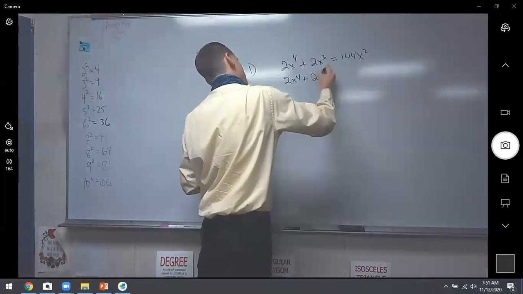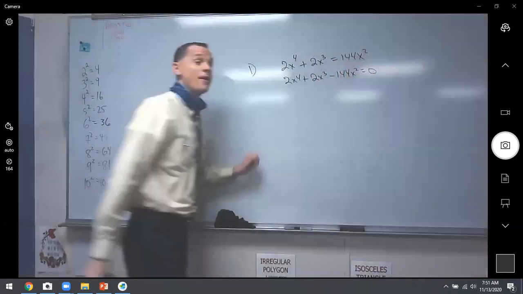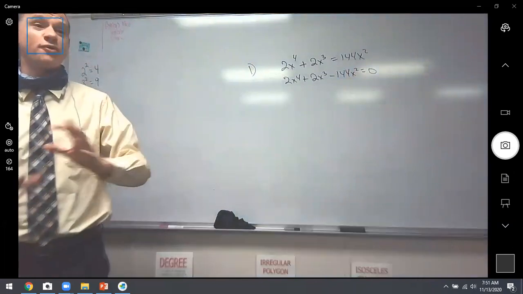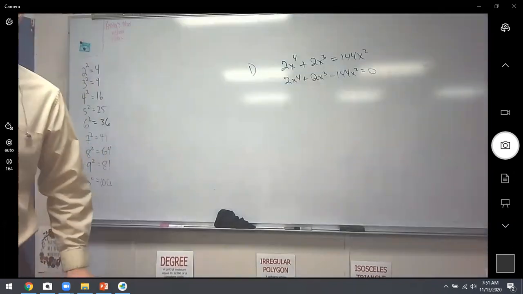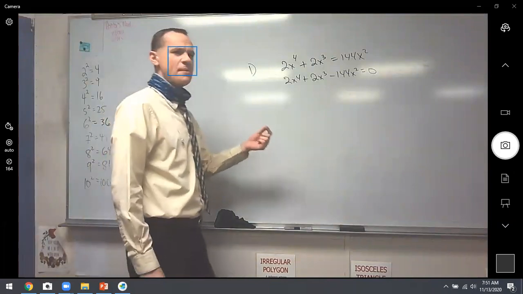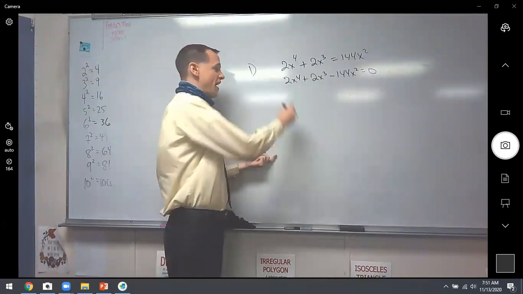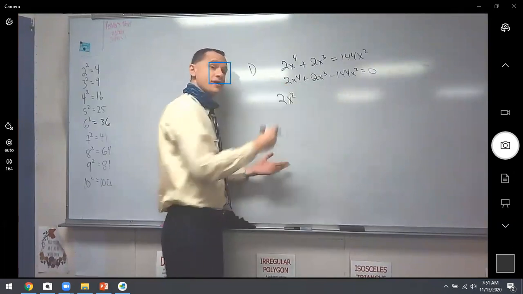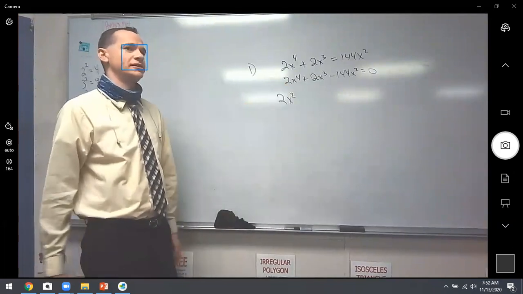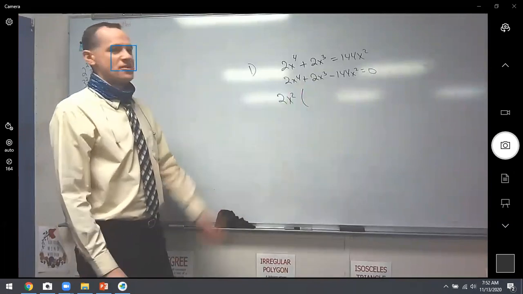And even when we have bigger things like this someday in the future, the first step will be the same. Can you factor something out of everybody? Don't forget to check for that first, okay? So is there a number or a variable that goes into all of these? 2. How about some x's? How many x's do they all have? They all got 2 x's. So I'm going to factor a 2 and an x squared out of everybody. Once we do that, what's going to be left over is something that we can handle.